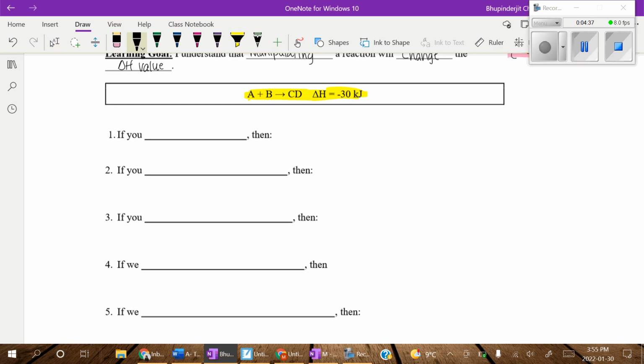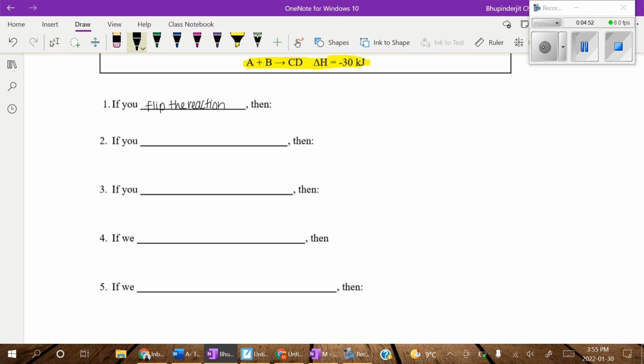The first one is saying if you flip the reaction, then this will happen. Firstly, our reaction is going to flip. CD will now go to A plus B. Because we flipped it, our delta H value is going to have a sign change.